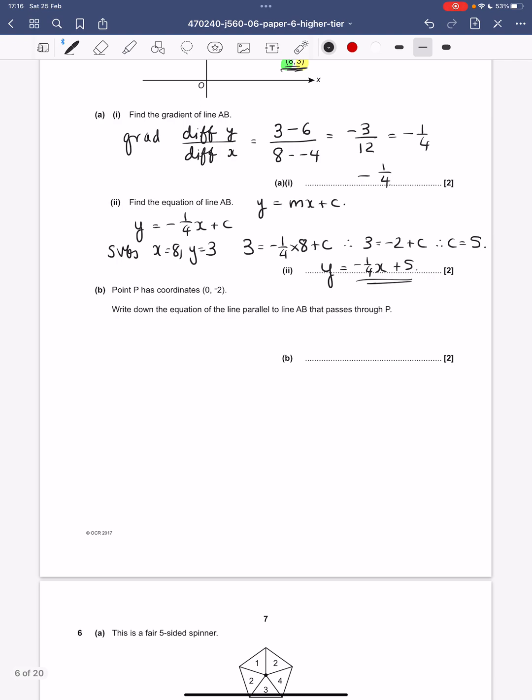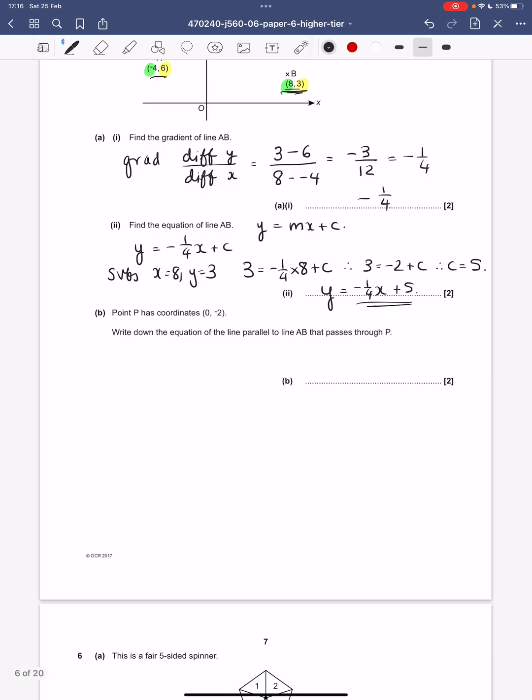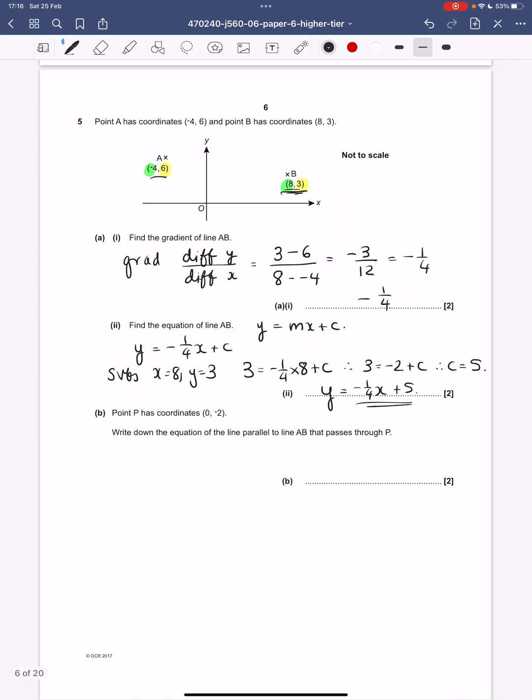Okay, point P has coordinates 0, minus 2, and we need the equation of the line parallel to AB that passes through P. So this line, if it's parallel, has the same gradient as before. It's the same steepness. So if we've got a line there, we can draw it, and this one goes 0 across, minus 2. But it's going to have the same steepness because it's parallel. Mine doesn't look quite right, but anyway.